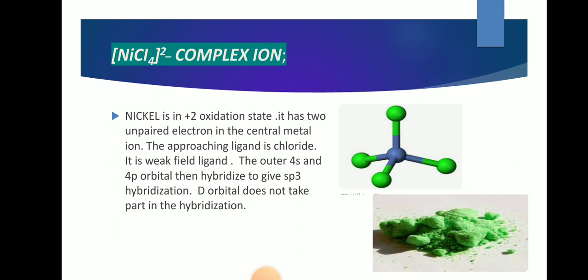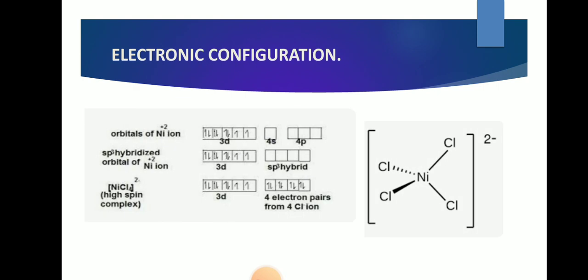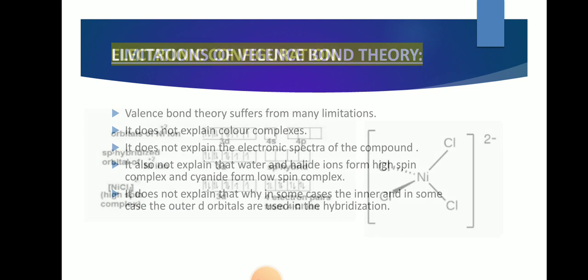The approaching ligand is chloride. It is a weak field ligand, and the outer 4s and 4p orbitals then hybridize to give sp3 hybridization. The d orbital does not take part in hybridization in this case. The geometry would be tetrahedral. You can see the electronic configuration in this slide, or the orbitals of nickel having such hybridization. sp3 hybridization of nickel in +2 oxidation state, and the complex has such geometry, tetrahedral.